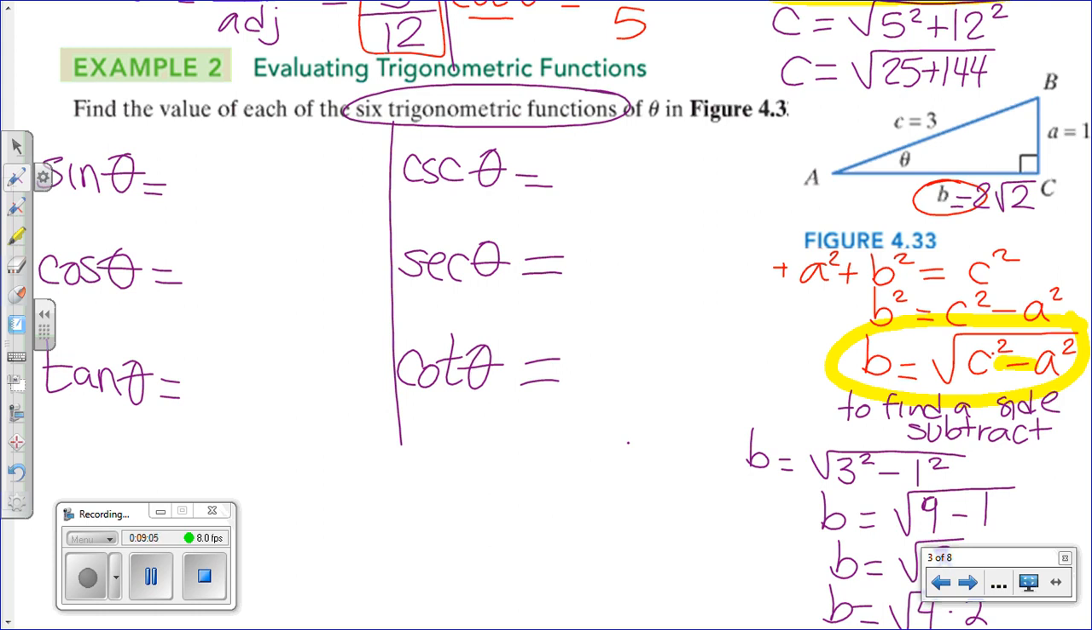So for sine, you should have something like 1 over 3. Yes? Okay, so cosecant will be what? 3. Or 3 over 1. For cosine, you should have 2 times the square root of 2 over 3.